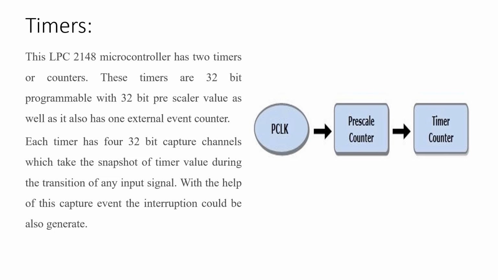Timers, timer 0 and timer 1, 32-bit capture channels are available. The peripheral clock signal is reduced by a pre-scale counter, so the timing pulses can be generated for every second. If you see the timer video, we have a small calculation to generate delay timing signals, and that is used in the LED on and off program.